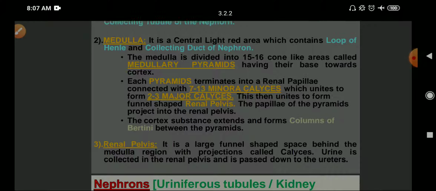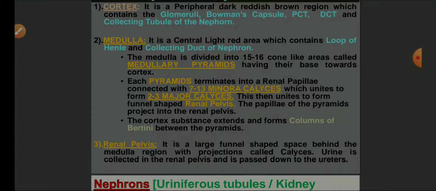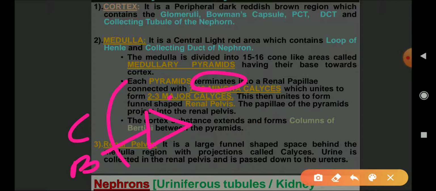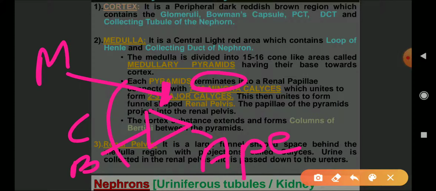So the base is towards the cortex and the apex is towards the hilus. They are talking about what terminates means. So this is the cortex, and this is the base of the pyramid. This region where the pyramids are lying is the medullary region, and this is the apex. Apex means the tip, and it is ending with the renal papillae.